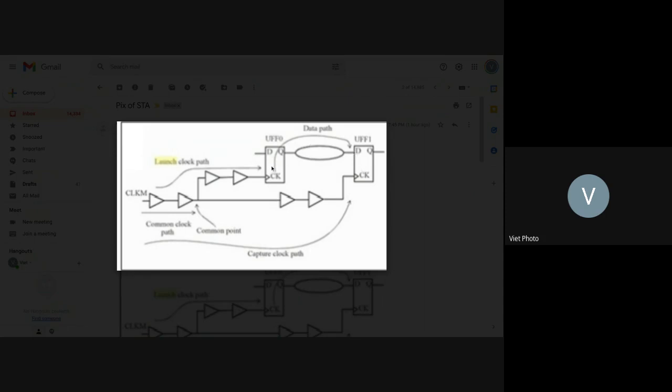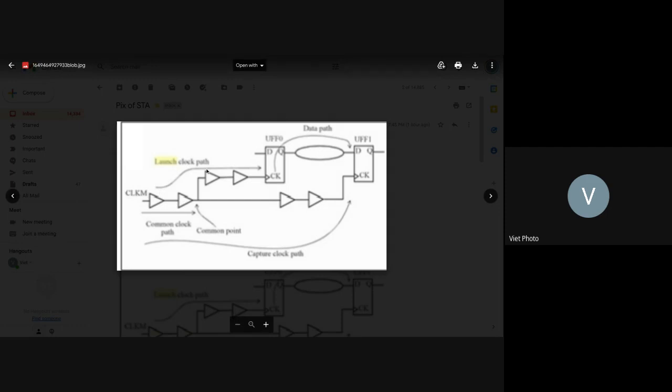So you see that this one can be called, for the data path from here to here, we can say that this one is a launching, right? Launching, which is a starting. They call this one a launching flop. And this one, because it ends and they capture the data into here, they call this one the capture flop. Accordingly, you have the launch clock, and then you have a capture clock.